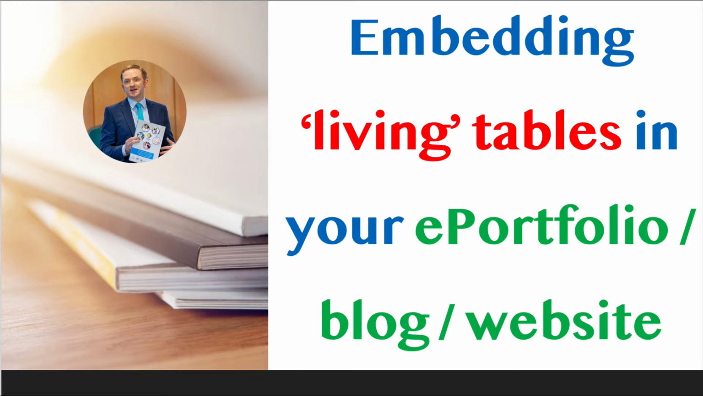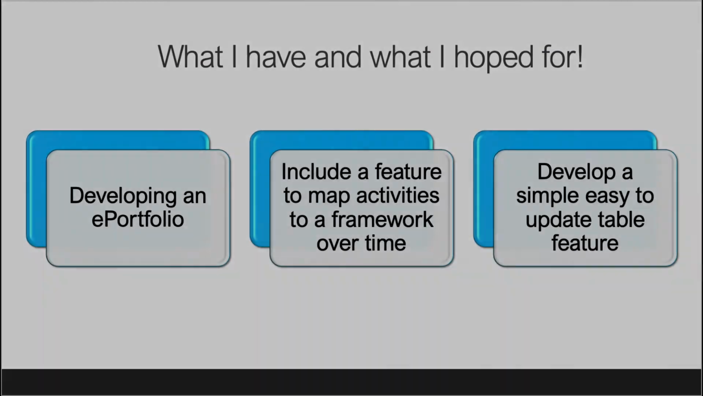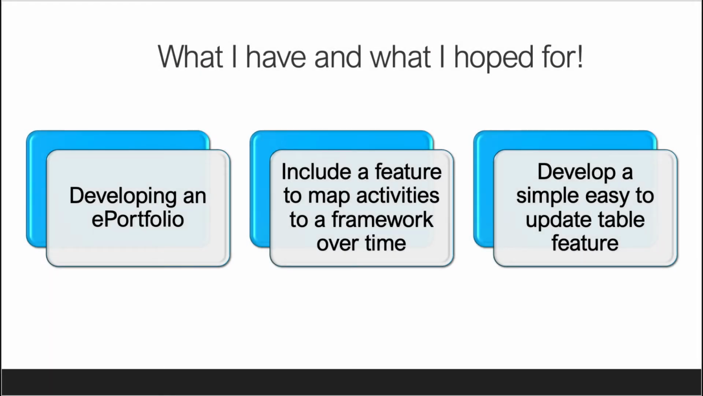So how did I start off, or what was my purpose for going through this? Well, I'm working on developing an ePortfolio, and I want to include a feature that allows me to map different activities to a particular framework over time. So I want a way that I can put a table onto the site, and one by which it's very easy to make updates. And my key thing that I wanted to have was a drop-down menu so I could select particular criteria. So I want to show you how I did that, and hopefully that will help.